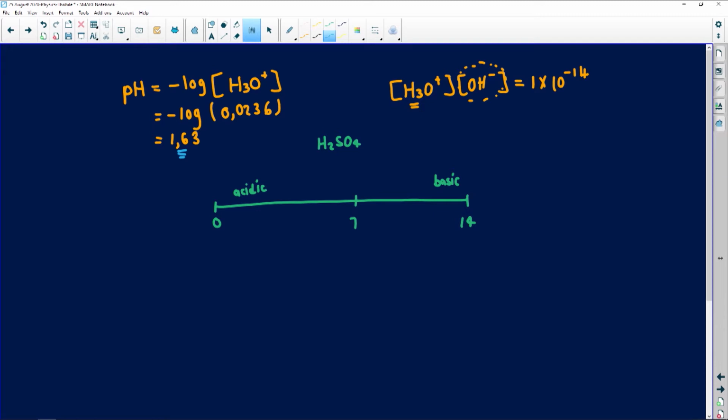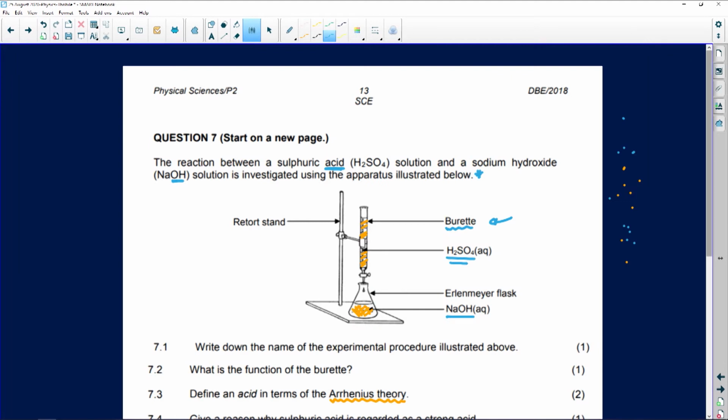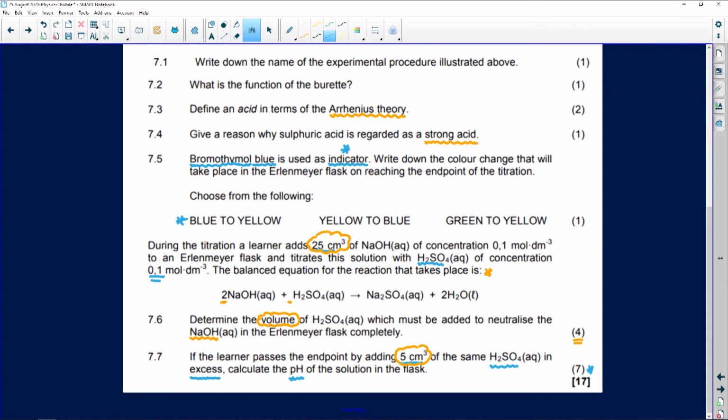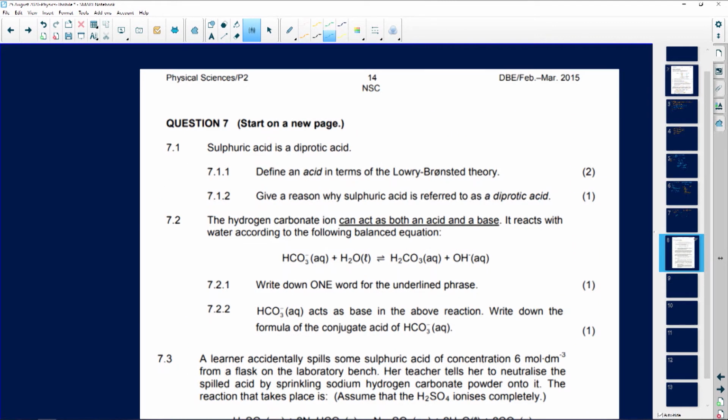So I can see 1 point something should be around there. Very close to 0 means very, very acidic. So we are correct by finding 1.63 because that shows it is an acid. Anything above 7 would have been incorrect. So that is that question done. Let's just double check. Yes, we've got all the questions there. Let us tackle another one.